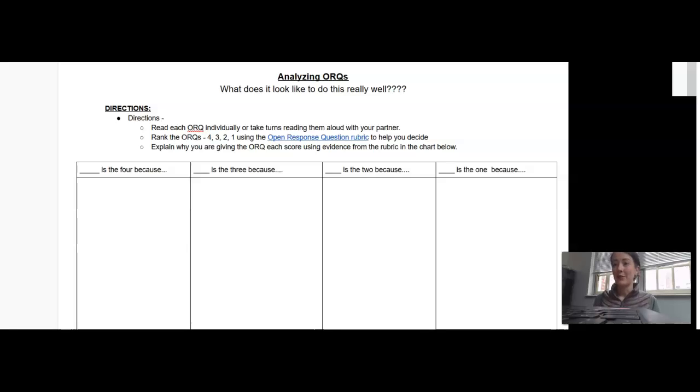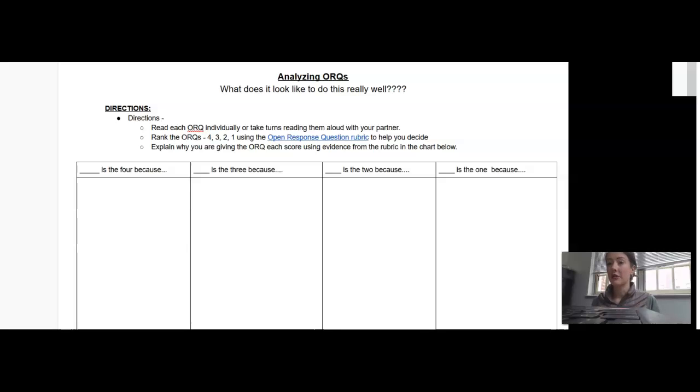So now that we understand a little bit what an open response question is, let's dive into analyzing an example, because you're going to do this during your time today to understand what makes a really strong open response question answer. Here we go. We're going to read an open response question individually, and we're going to give it a grade. The highest grade you can get on an open response is a 4. That would be what we want to accomplish when we write these.